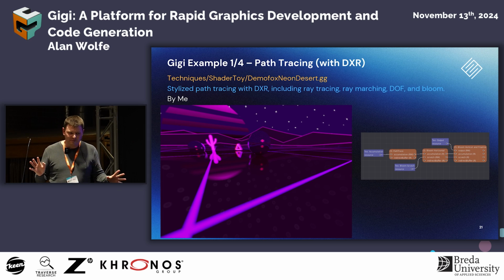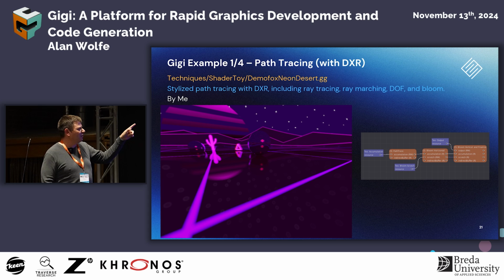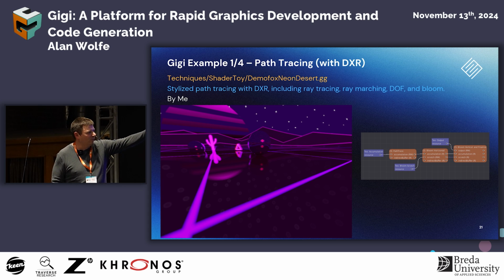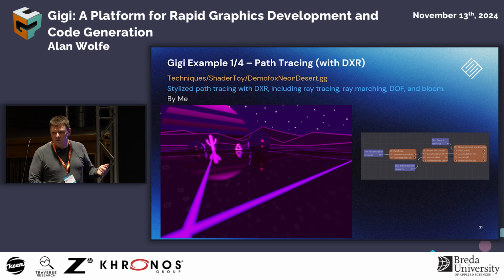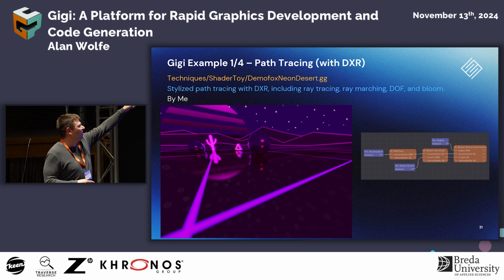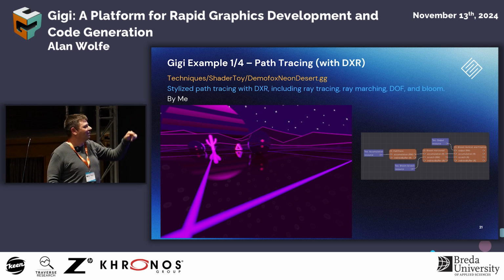So yeah, that was kind of the deep dive. I want to show you guys a couple examples of what's actually possible with Gigi. This is a shader toy of mine from a few years back that I ported to Gigi, and the graph is there on the right. It's a path tracer, and it has DXR for ray tracing, but it also does ray marching, depth of field, and bloom with some compute shaders. And if you pull down the Gigi repo, the orange says where it is, so you can just pop it open in the viewer and play with it.